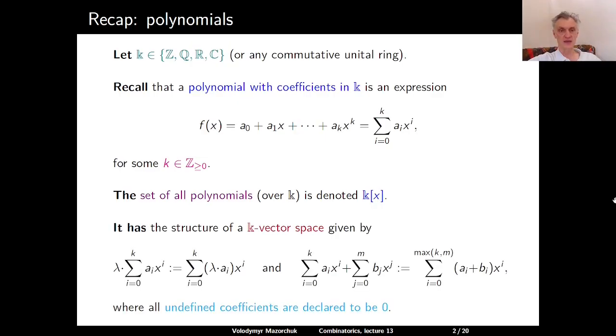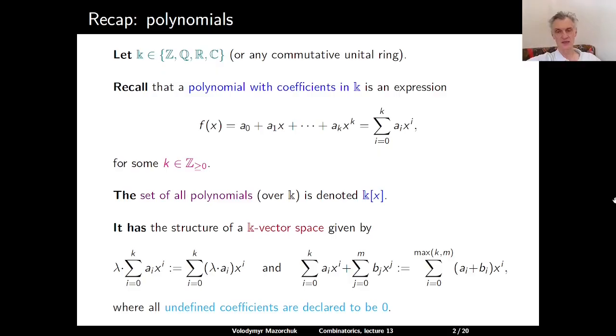This set has a natural structure of a vector space over k, which is given by the multiplication with scalars, which is done coefficient-wise, so lambda times the sum over i, ai x to the power i, equals the sum over i, the coefficient lambda times ai times x to the power i. And then we have the addition of elements, which is also done coefficient-wise. So the sum over i of ai times x to the power i plus the sum over j of bj times x to the power j is the sum over i.